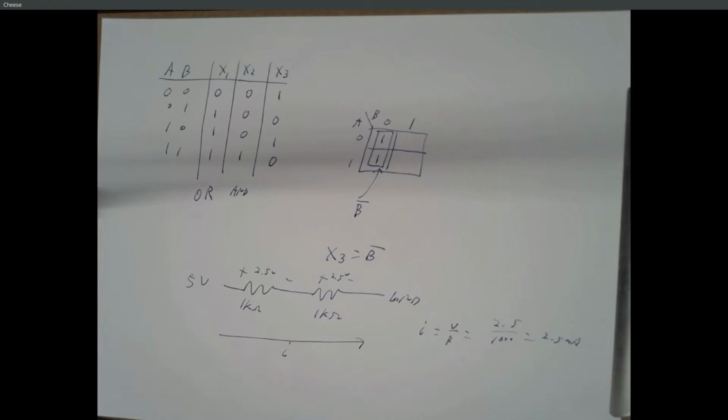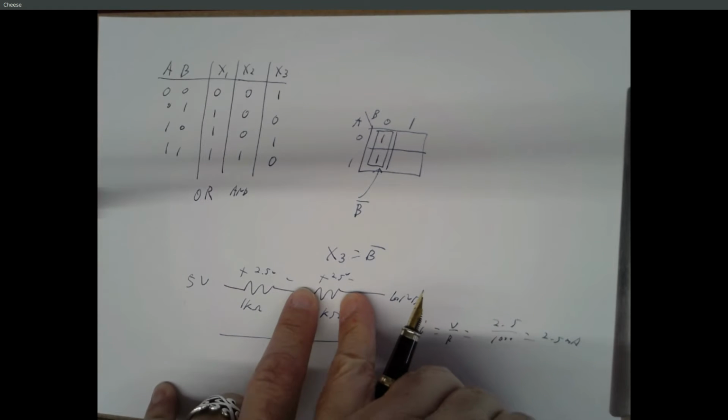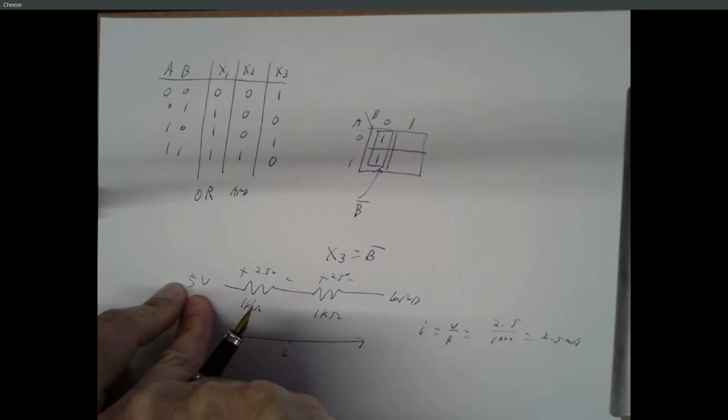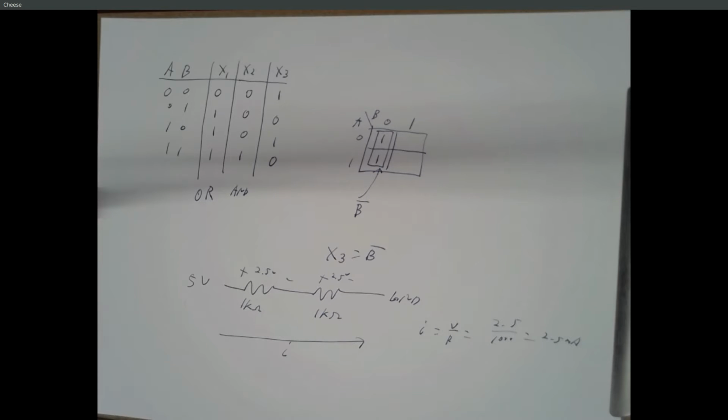doesn't change. But the voltage can change, right? If I had a different resistor here, I'd have a different voltage here. And guess what? These two voltages, they add up to 5 volts. That's part of Kirchhoff's voltage law. Currents add up, voltages add up.